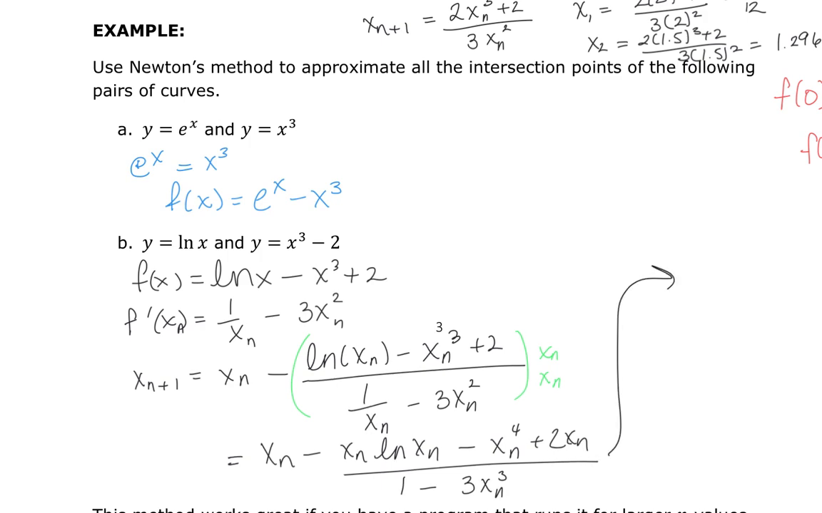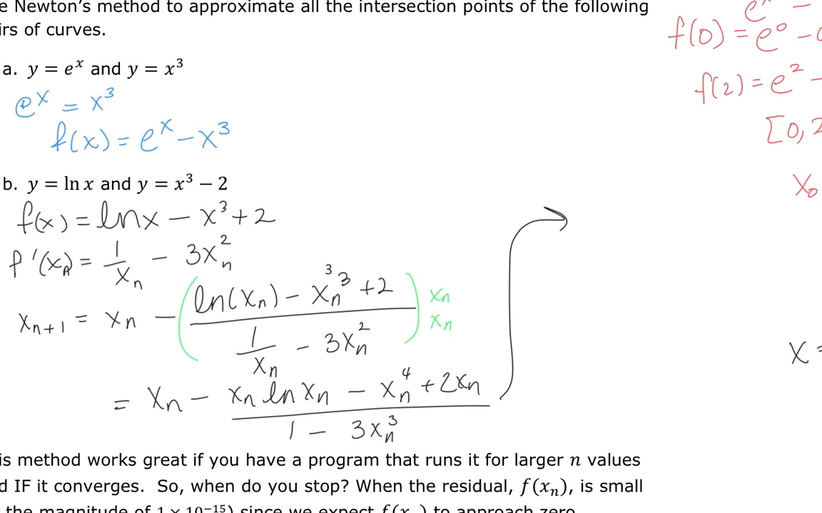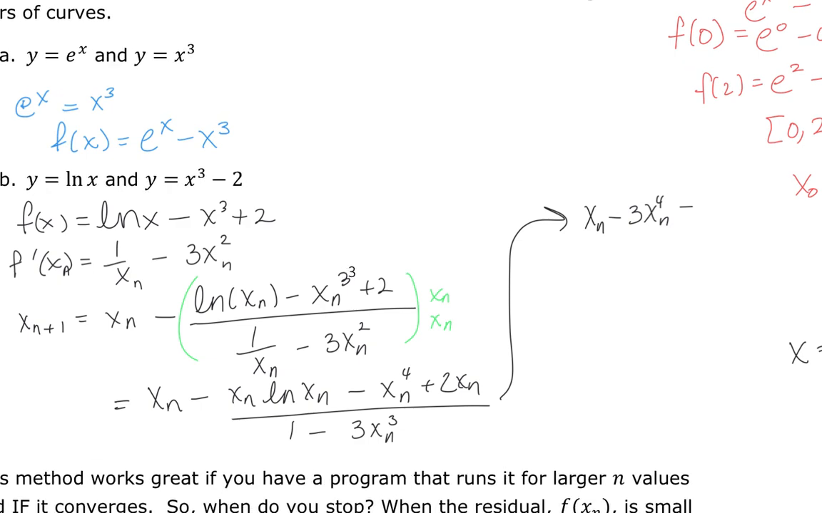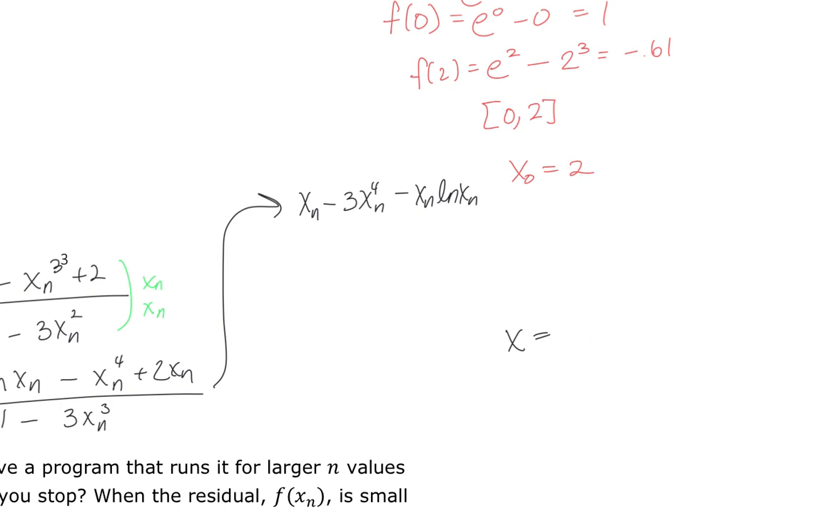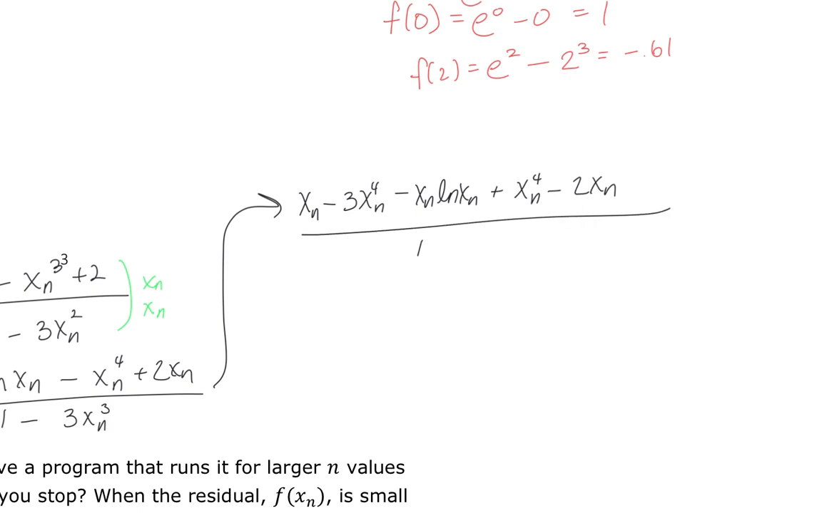Okay, and then I'm going to multiply x sub n by that 1 minus, and so I've got x sub n minus 3x to the 4th n, and then this negative will pull through. Don't forget to pull that negative through. And so this is going to be minus x sub n, the natural log of x sub n. And then it will become plus x sub n to the 4th minus 2x sub n, all over 1 minus 3x sub n, the quantity cubed.